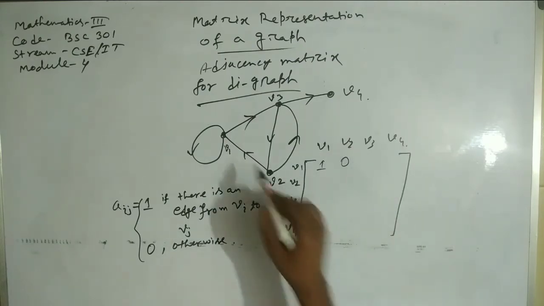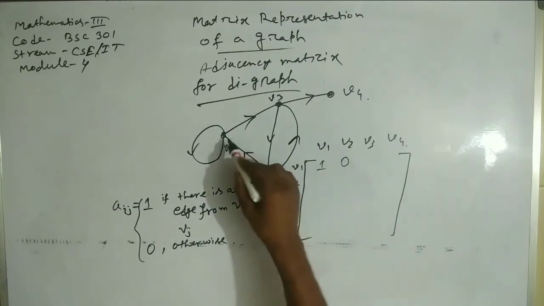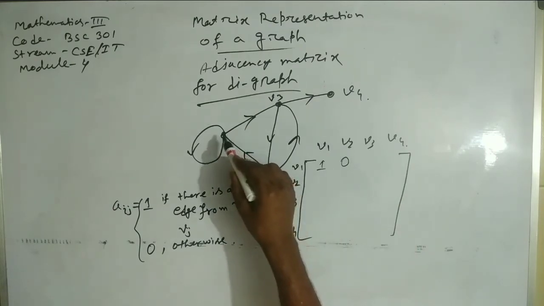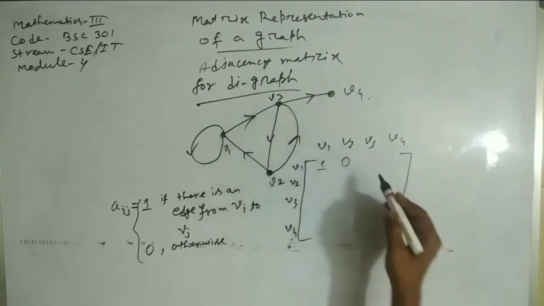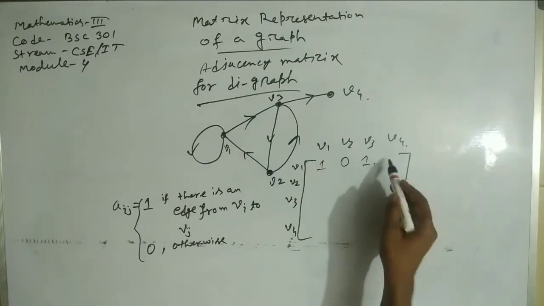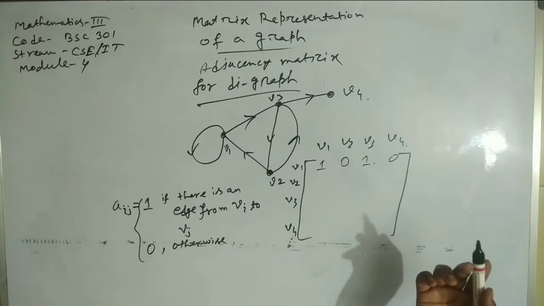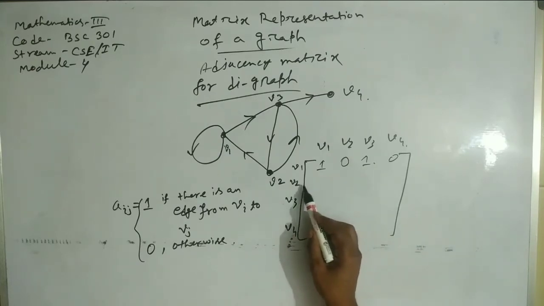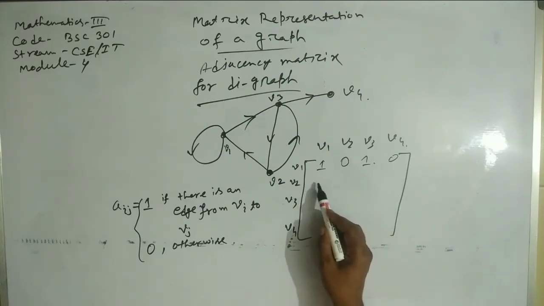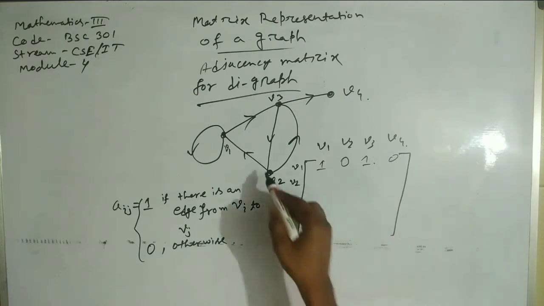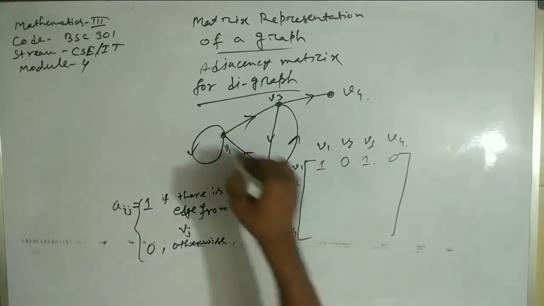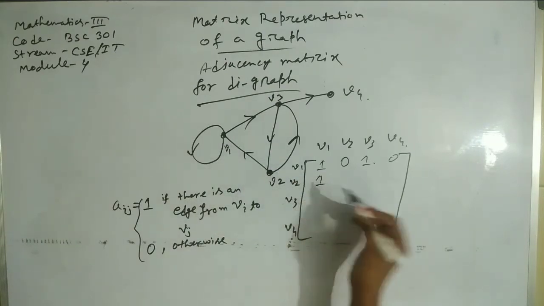Now for this element, we can see that there is an edge from V1 to V3. So there will be 1, and there is no edge from V1 to V4. So here it will be 0. Now for this element, we have to see if there is an edge from V2 to V1. Yes, there is an edge from V2 to V1. So here it will be 1.